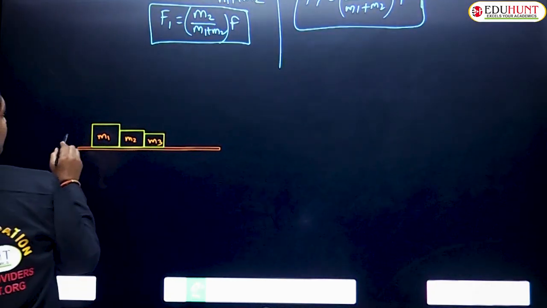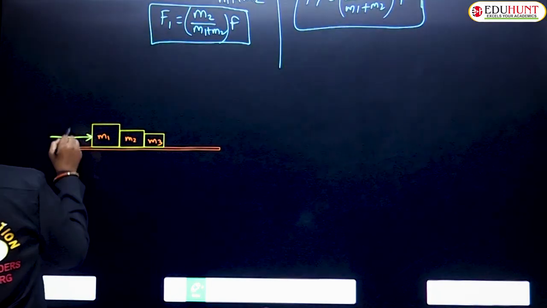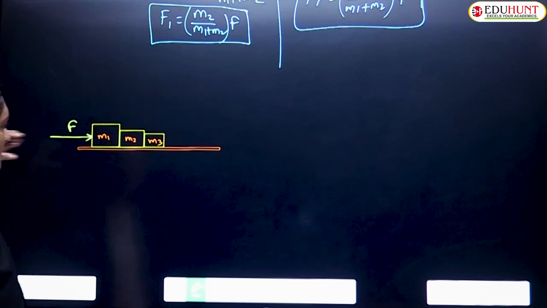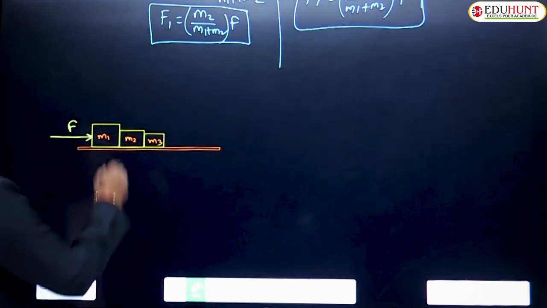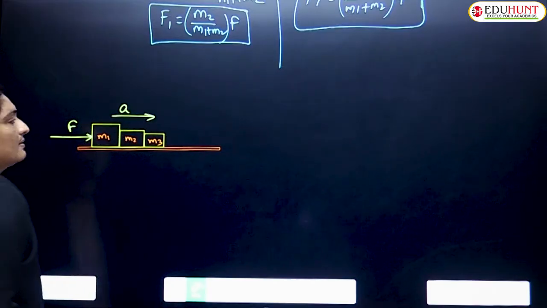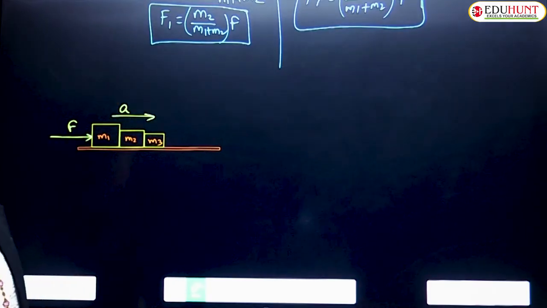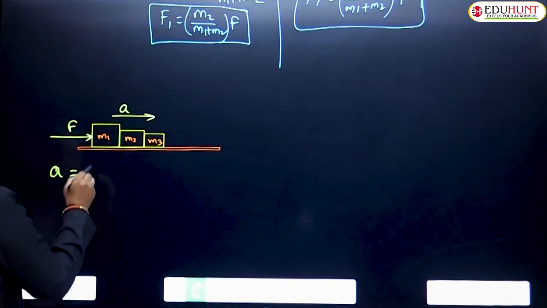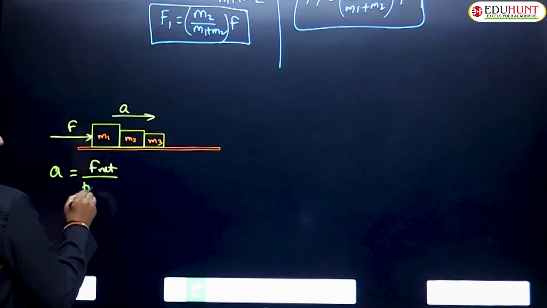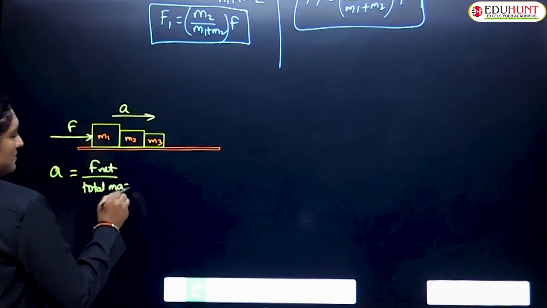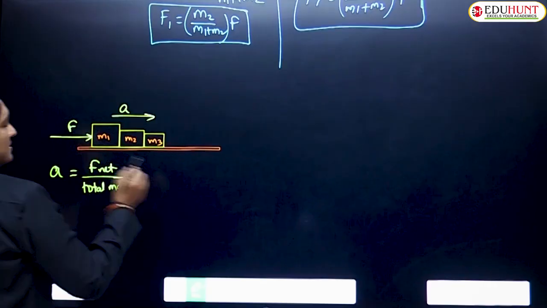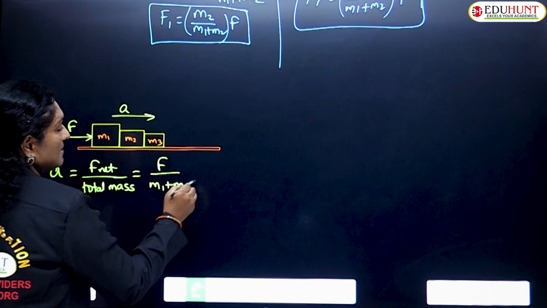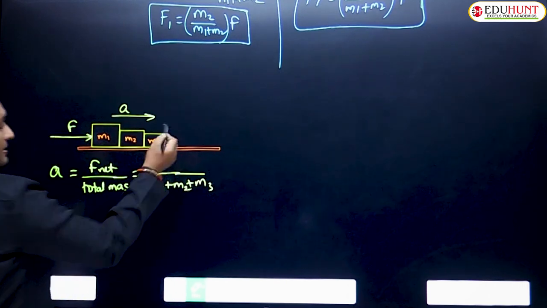Now if a force F is acting on m1, then the three blocks will start moving together with some acceleration a to the right side. So it's similar to the previous examples. So clearly the net acceleration produced will be equal to F net by total mass. What is F net, children? F net is nothing but the applied force F, and the total mass here will be m1 plus m2 plus m3.